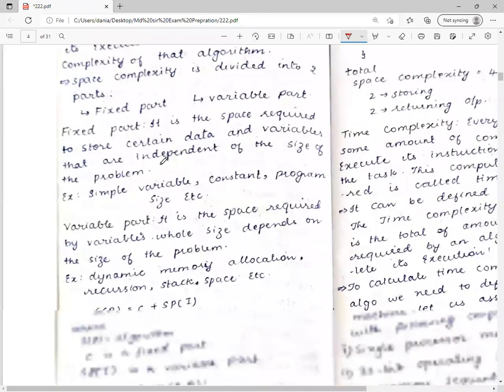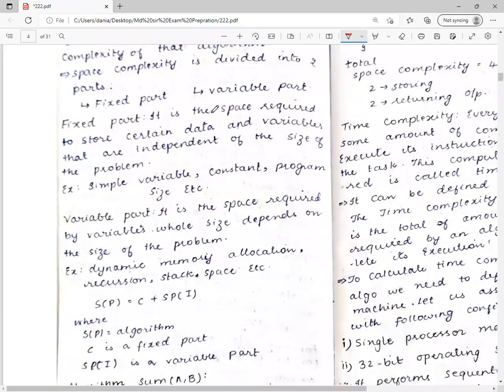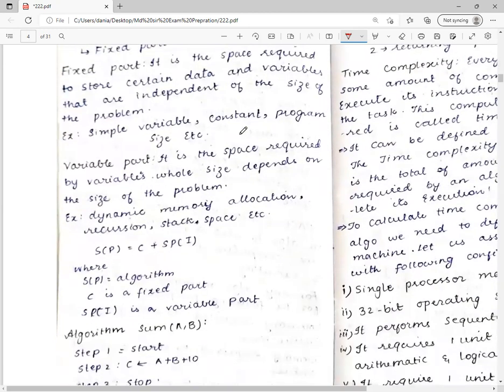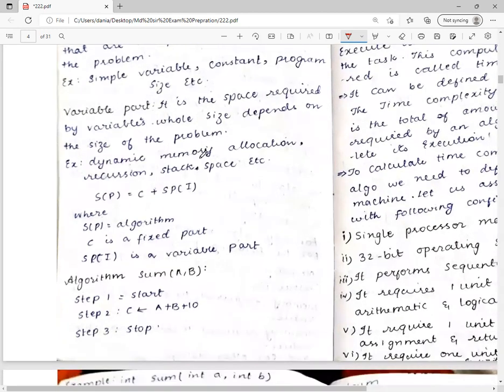Fixed part: it is the space required to store certain data and variables that are independent of the size of the problem. Simple variables, constants, program size, etc. Variable part: it is the space required by variables whose size depends on the size of the problem. Dynamic memory and so on.